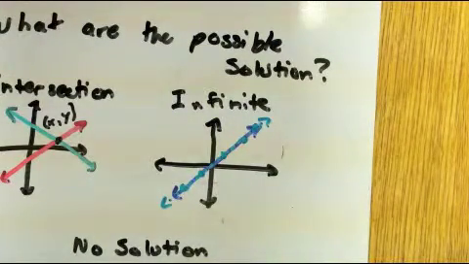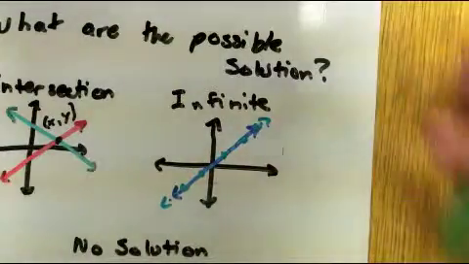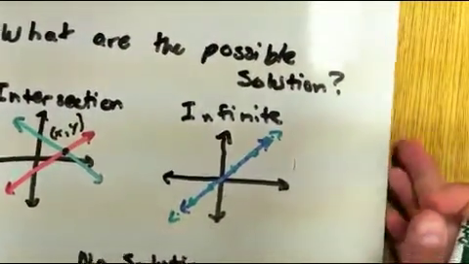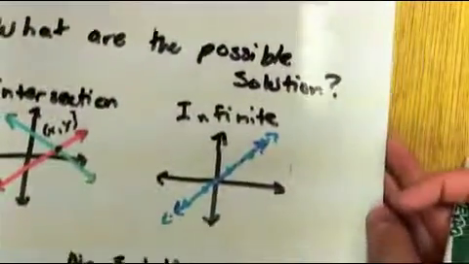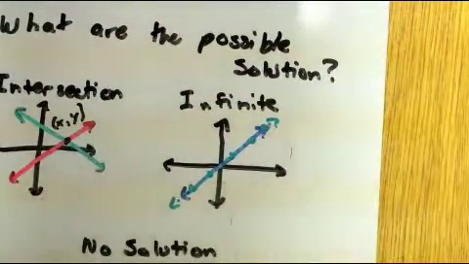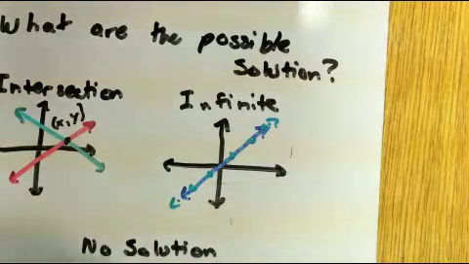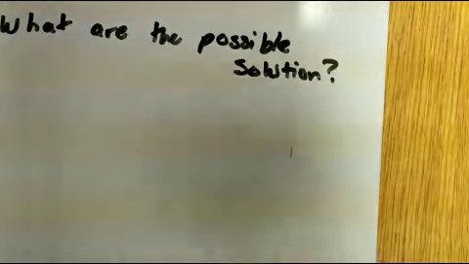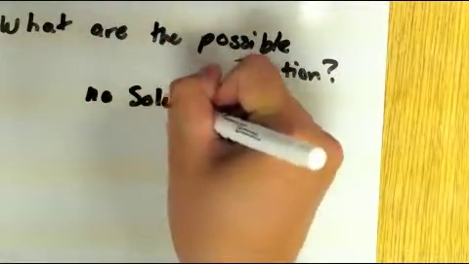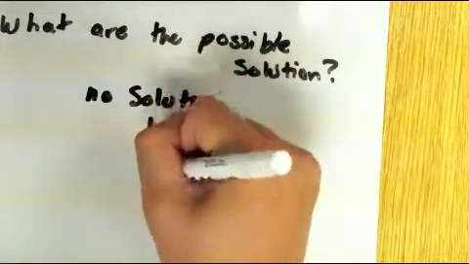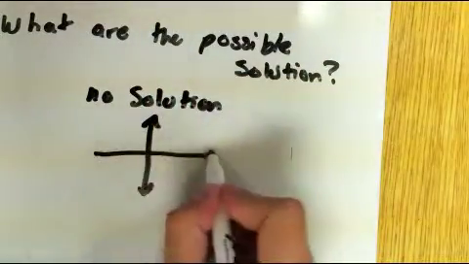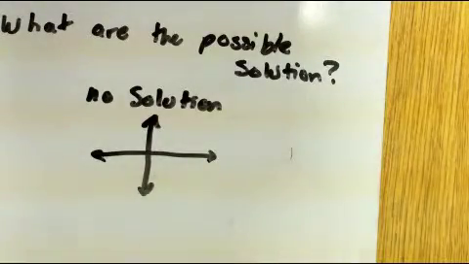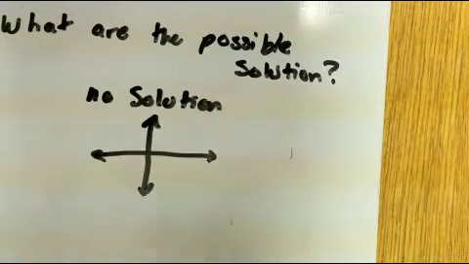The last one that we have is a no solution. Let's take a look at what a no solution will look like. What do you think is going to happen here? A no solution. Will they intersect? Because I said to have a solution, there's got to be some type of intersection. They have to be working together. They've got to be touching each other.